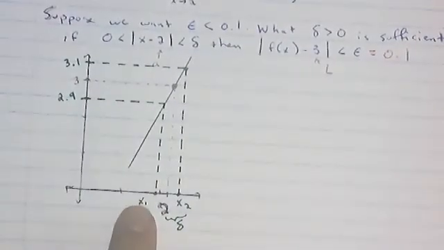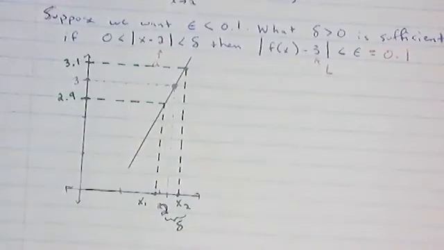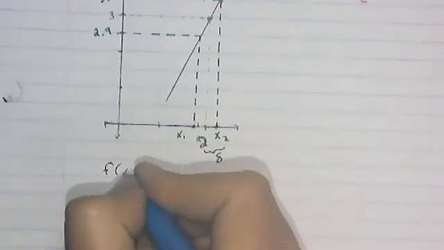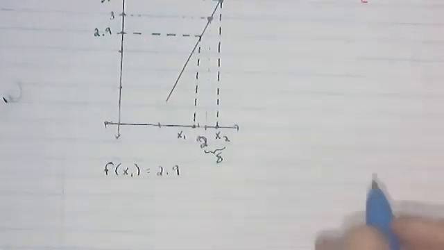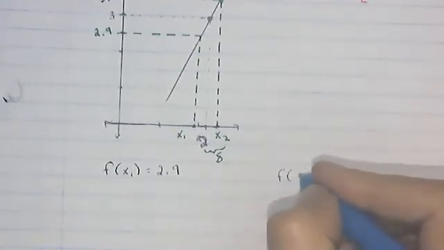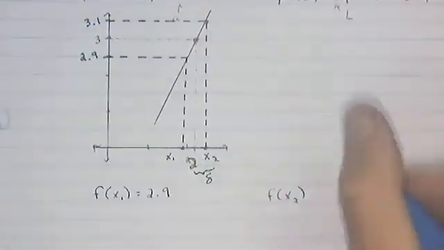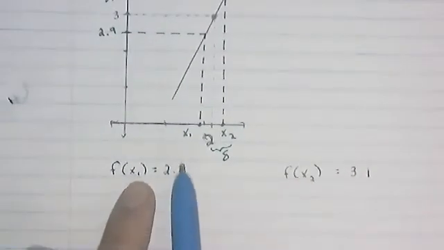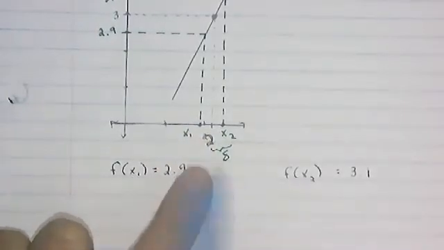This x sub 1 corresponds to a function value of 2.9. So we're going to write that out. That f of x sub 1, this guy here, is 2.9. And then in a minute, we're going to go through and do f of x sub 2 is 3.1. And from these two equations, we should be able to determine the values of x sub 1 and x sub 2, and then use them to determine our delta value.